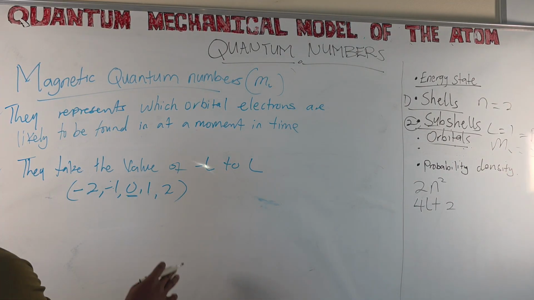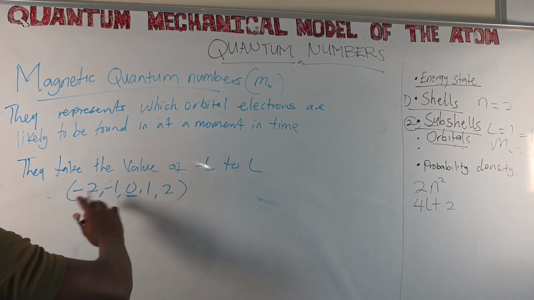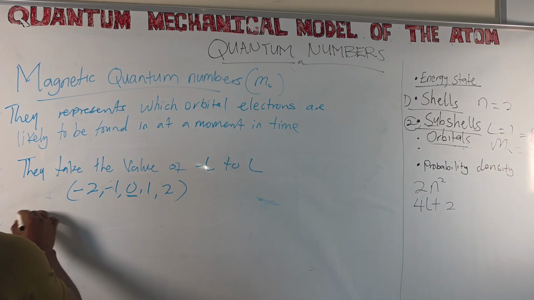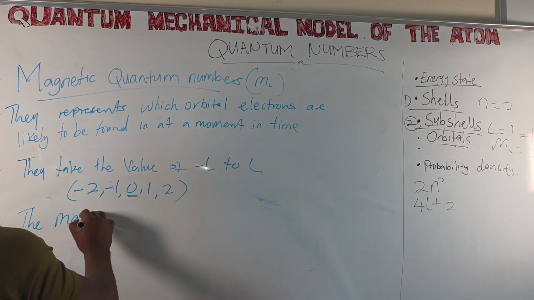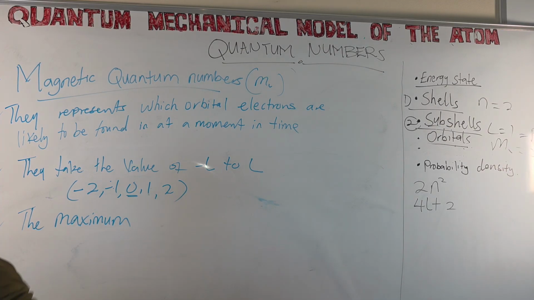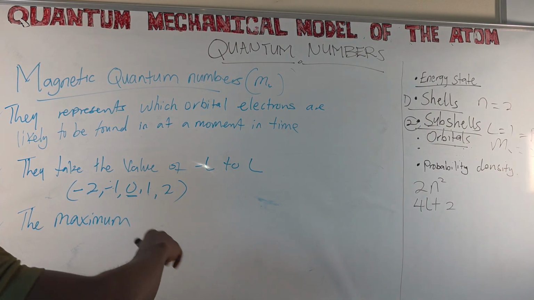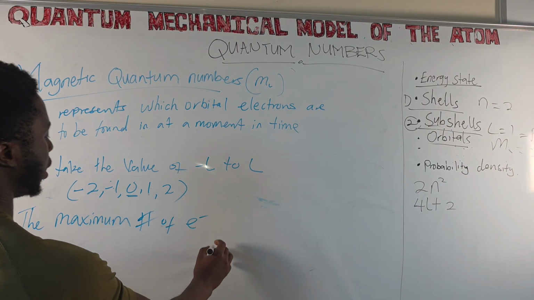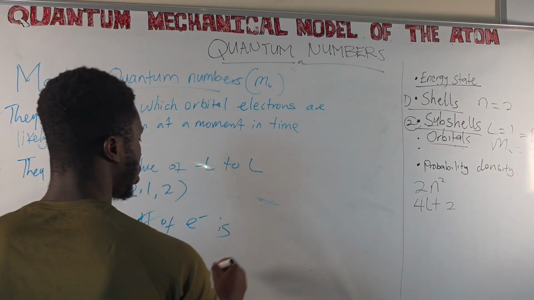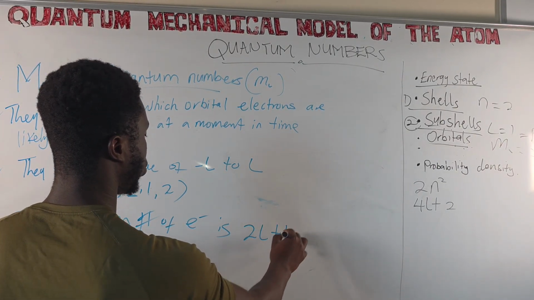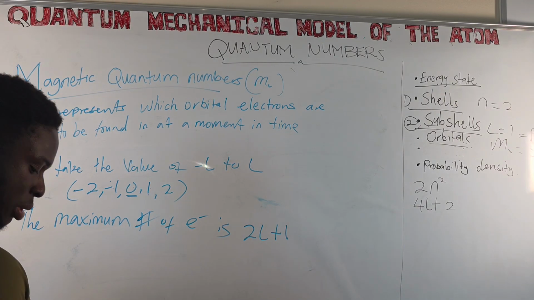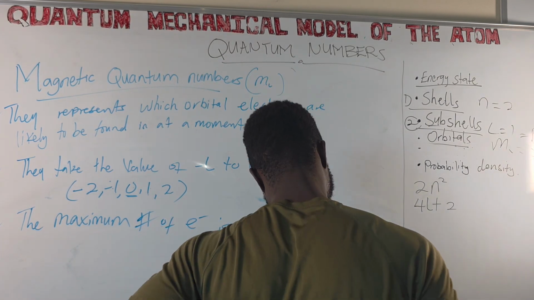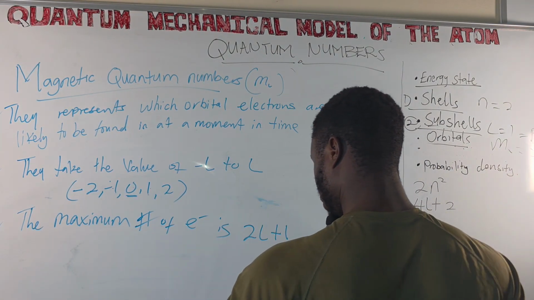So these are the magnetic quantum numbers. One, they represent the orbitals. Two, they take on the form of -L to L. And then the maximum number of electrons in an orbital is 2L plus 1, right? So let's go here and also put this formula down here so that we don't lose track of it.